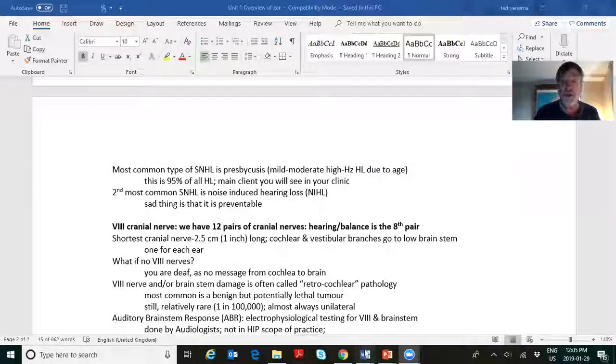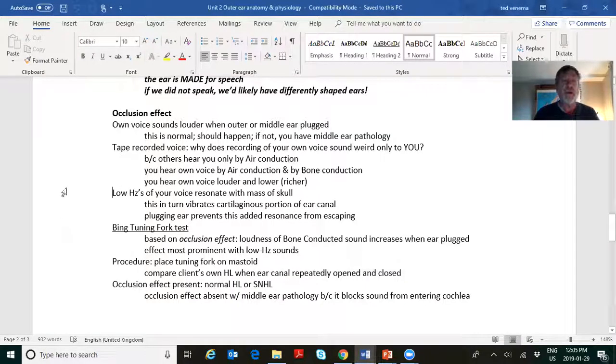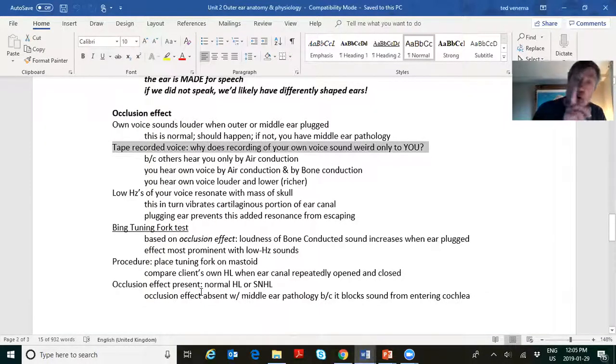In our notes, when we looked at the outer ear. So when you look at the outer ear, overview, middle ear, outer ear, look at this. Remember this stuff from last week? Tape recorded voice. Why does a recording of your own voice sound weird only to you? You don't like a recording of your own voice, but others say it sounds just like you. Remember we talked about that last week?